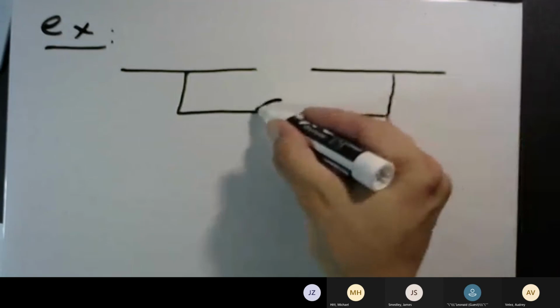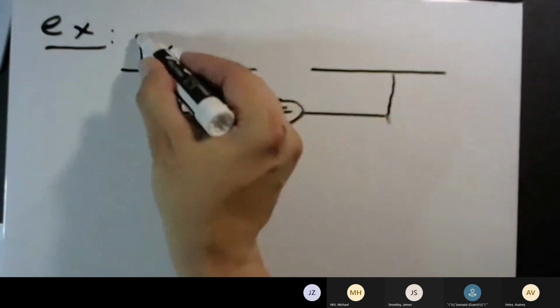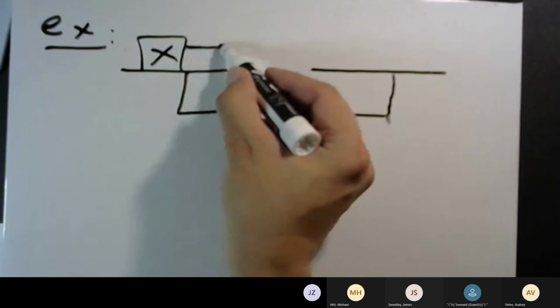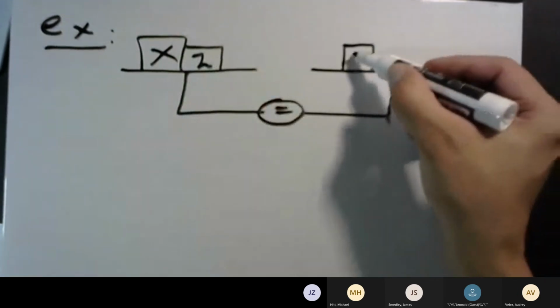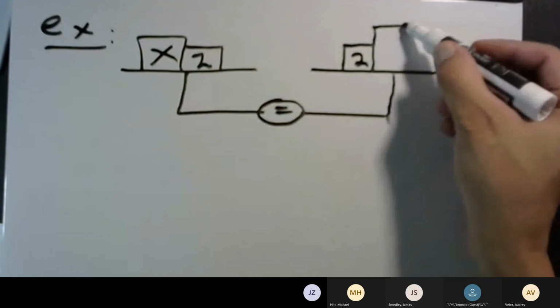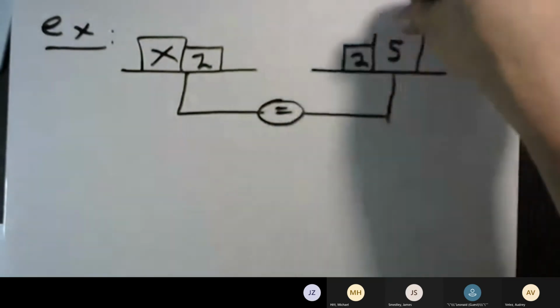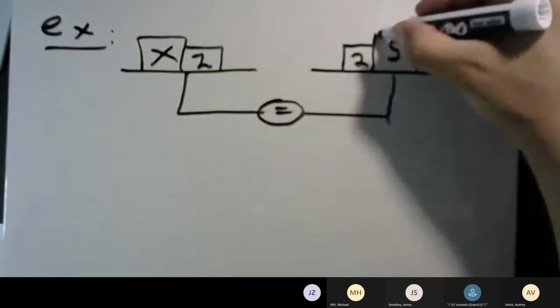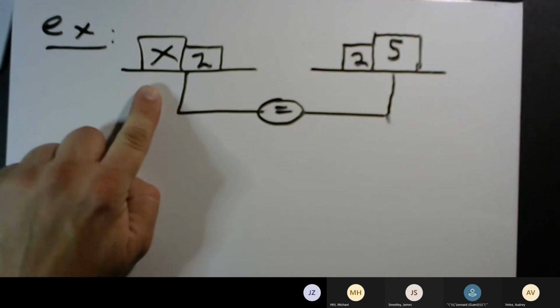We're going to have this balanced. So we have some unknown weight. Here's a 2-pound weight. Here's a 2-pound weight. There's a 5-pound weight. So how do we figure out what X is?